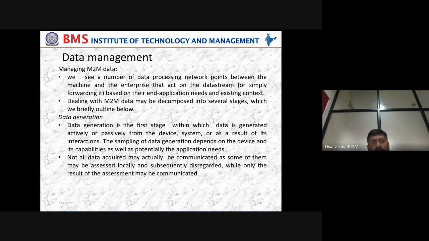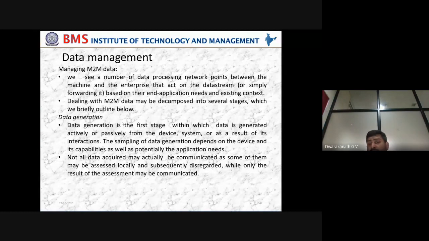So that's passive. Actively collecting data means anytime we keep on collecting data, like soil moisture level. Anytime we should keep on collecting data, and based on that, we'll do the processing. But when fire occurs, then only our sensor should activate. That depends on the application, what we are going to use.